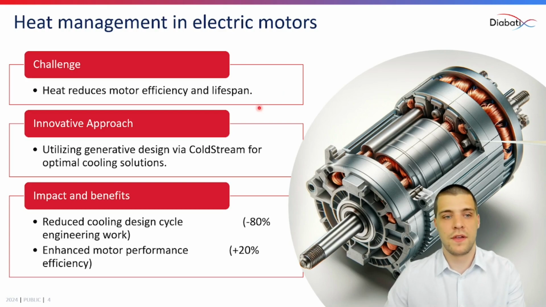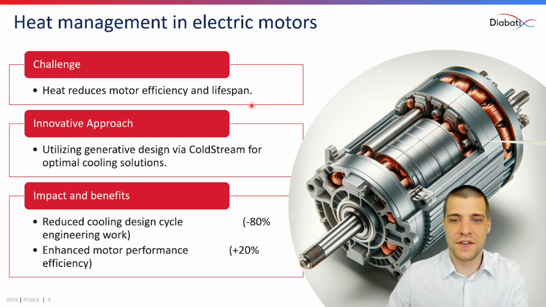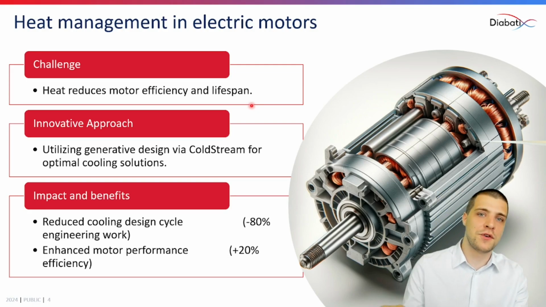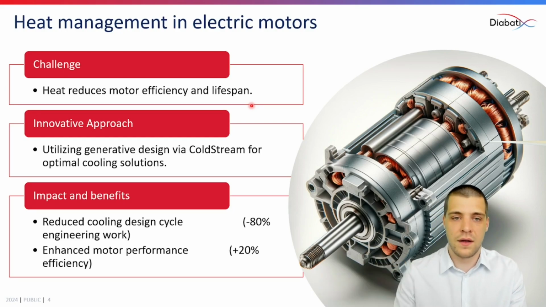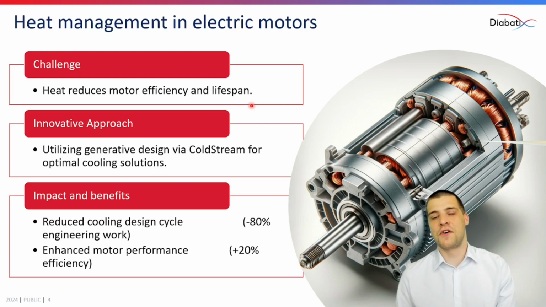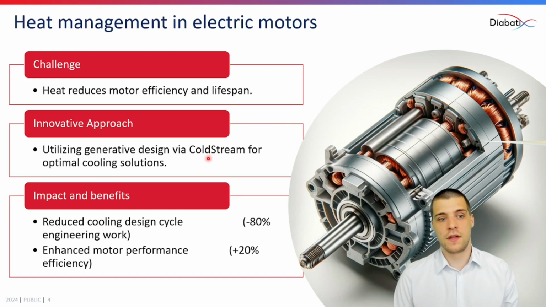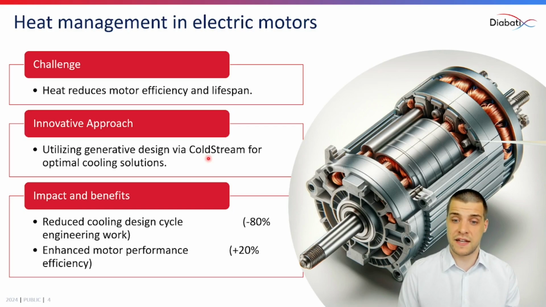So it's something very important, and usually it's tackled towards the end of designing. Engineers in general mainly focus on the application of the electric motor or the powertrain first, and later on tackle the thermal problems, which is not the most efficient way, if you ask me. That's where we see our biggest strength. By using the generative design capabilities of ColdStream, you can tackle that thermal problem much earlier in the design cycle, giving you very quick feedback on what is feasible and what is not.